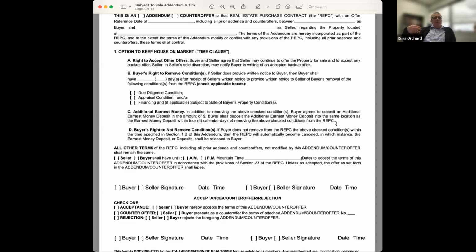So in the event you're going to have them do an extra amount of earnest money, which again, if I'm on the seller side, I love that idea of being able to get additional earnest money. You're really forcing that buyer's hand of, are you going to be able to get this deal done or not? And they have 4 calendar days after removing the conditions above to get that deposited.